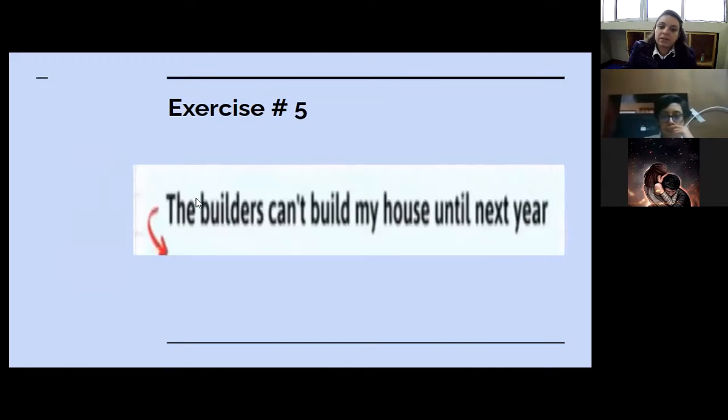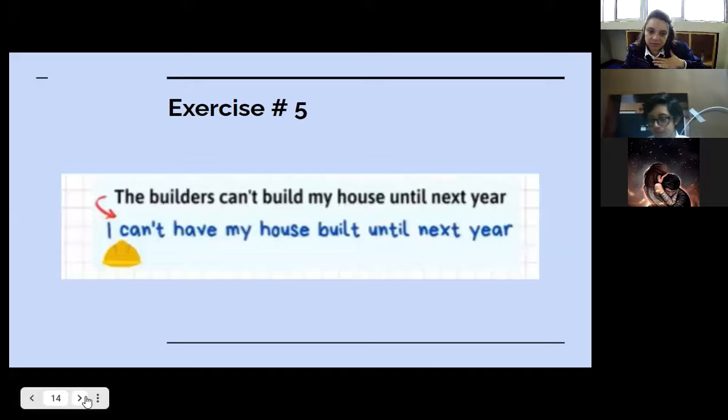Exercise number 5. The builders can build my house until next year. We are talking about the builders, right? And I am going to receive my house next year, okay? So I am receiving the product. So I can have my house built until next year.